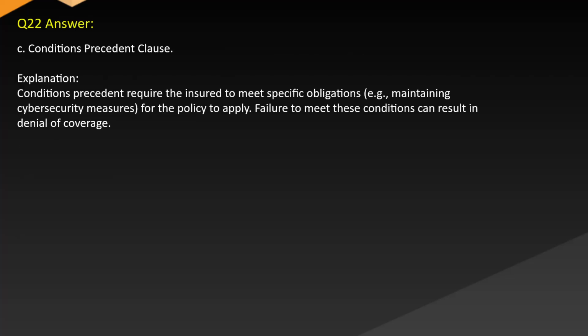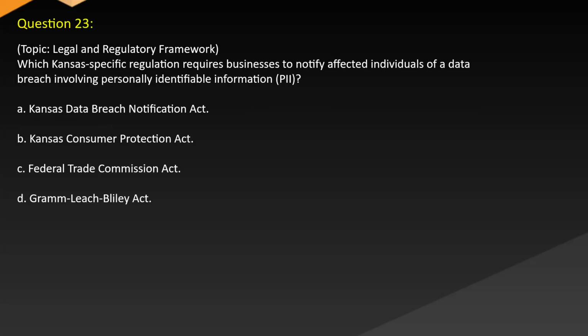Answer C. Conditions precedent clause. Explanation: conditions precedent require the insured to meet specific obligations, e.g., maintaining cybersecurity measures, for the policy to apply. Failure to meet these conditions can result in denial of coverage. Question 23. Topic: legal and regulatory framework.